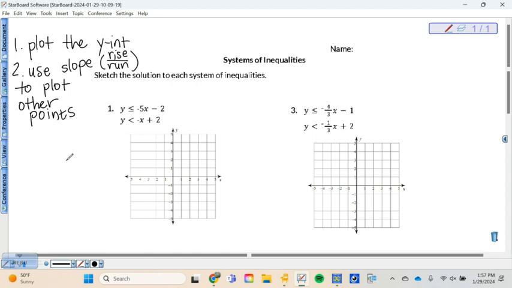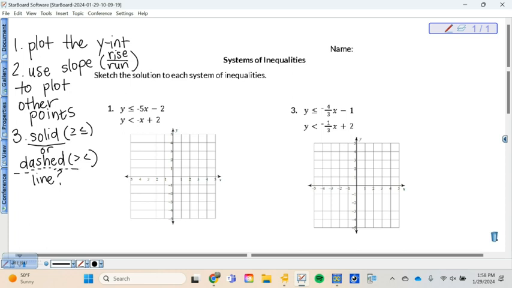So I have my y-intercept, I use my slope to graph my next point. What do I do from there? Yeah, but how do I know which line to draw? Look at the inequality, right? Solid or dashed line. Solid is going to be this or this. Dashed is going to be this or that.